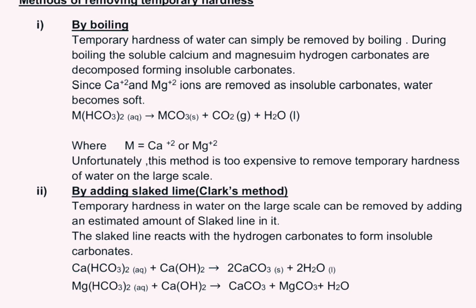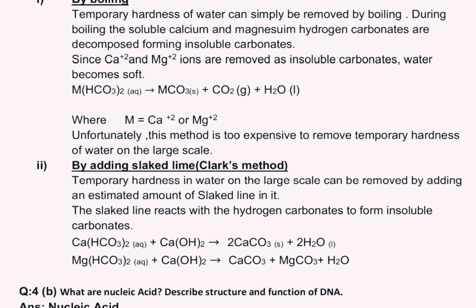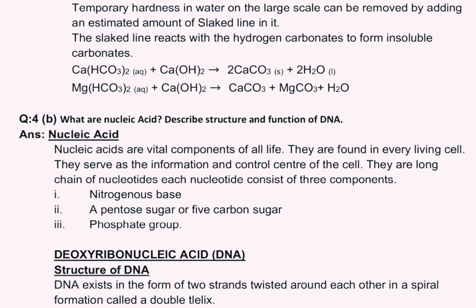So just simply define a few lines about the removal method, and just describe which type of ions are present and how you remove those ions and all that stuff. And by adding slaked lime, we have Clark's method here, and you just have to add the slaked lime into your system, and obviously your bicarbonate is converted into carbonate, and that is not soluble, so it will be removed from the system. So these two methods you can explain here.